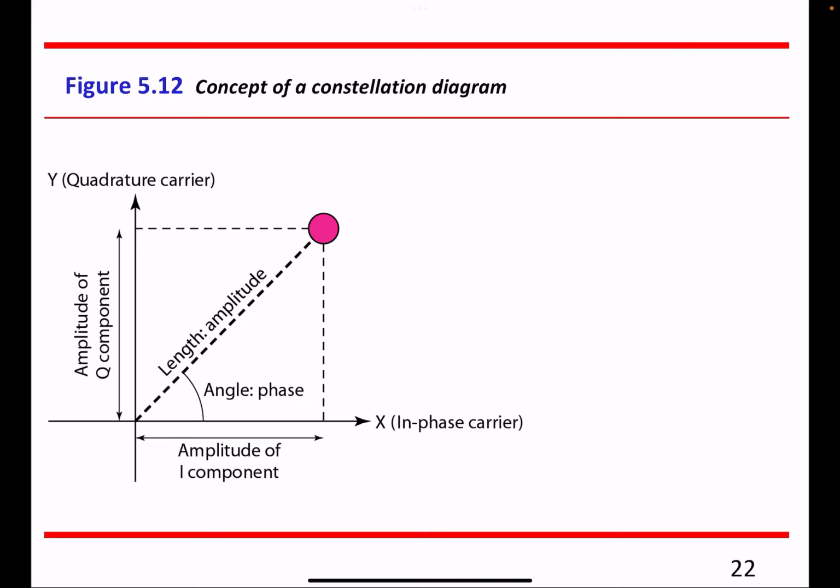Okay, and it basically works similar to a polar coordinate system. That is, we use a point to represent a bit. And how does this point work? The distance from the center to that point represents the length or amplitude. Okay, so the distance represents the amplitude.